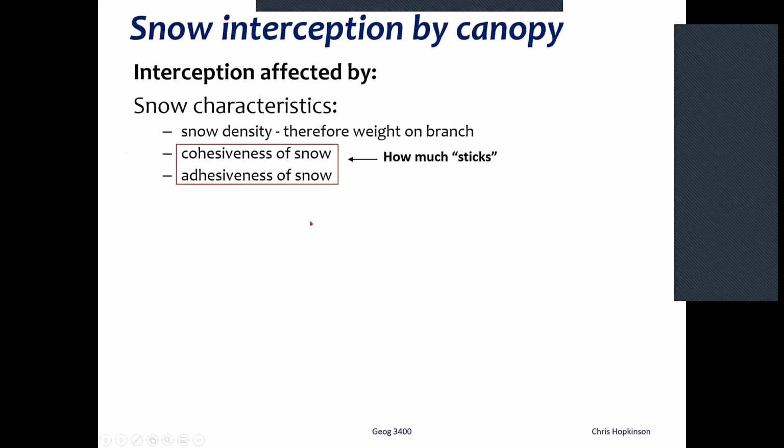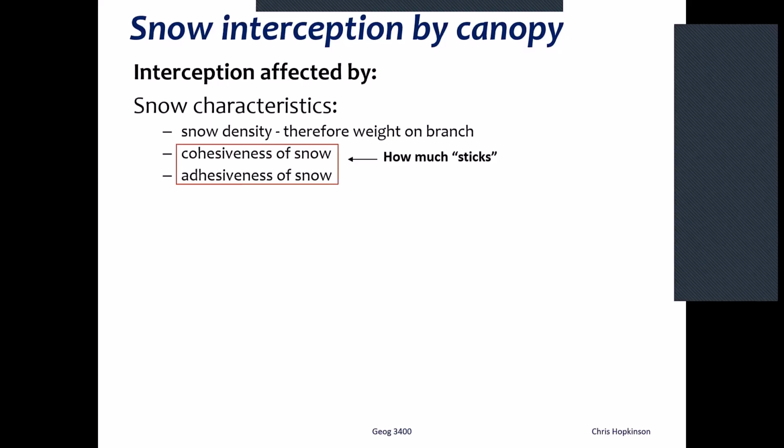So snowfall interception influences the snowpack at a particular location. And the interception amount is going to be influenced by a number of different factors. One of those factors is the snow characteristic itself.